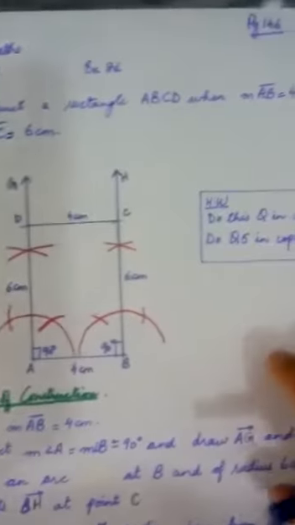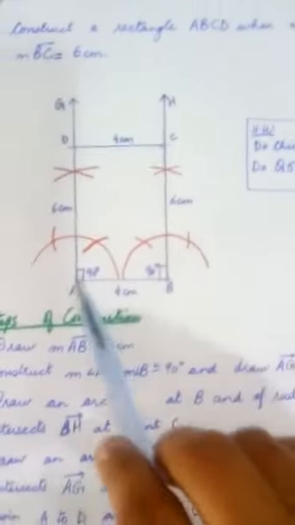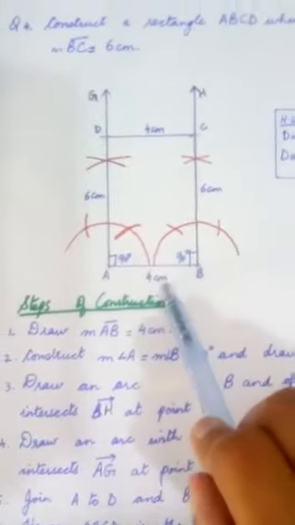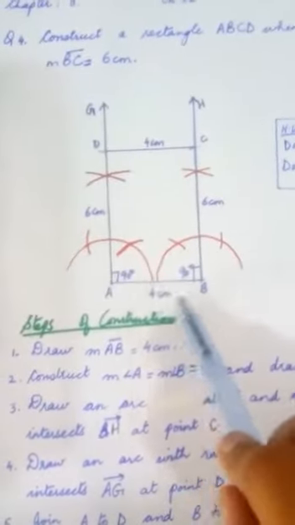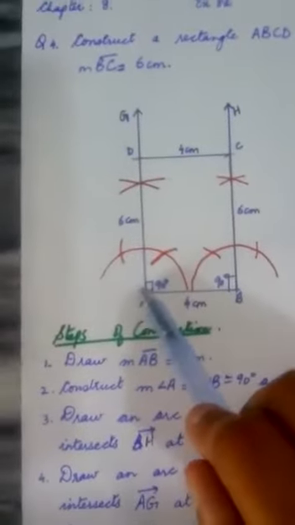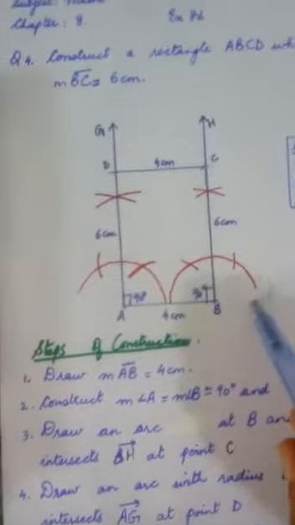So we will start with the base line segment, that is 4 centimeter. You have to draw the 4 centimeter line AB with your ruler. After this, taking A and B as center, open the compass with a suitable radius. You have to construct an angle of 90 degree, which you have learned earlier in your previous classes also.